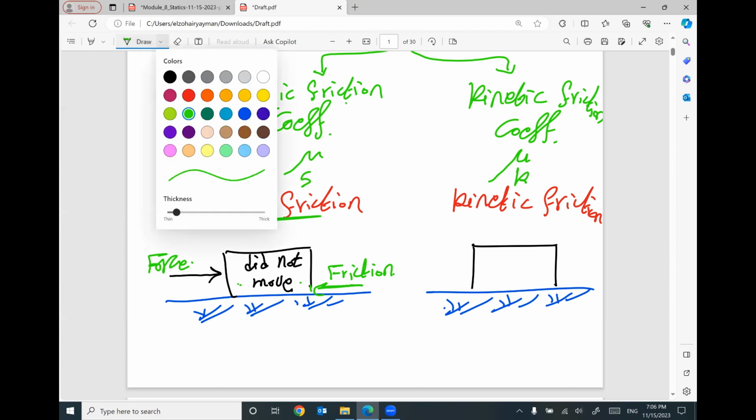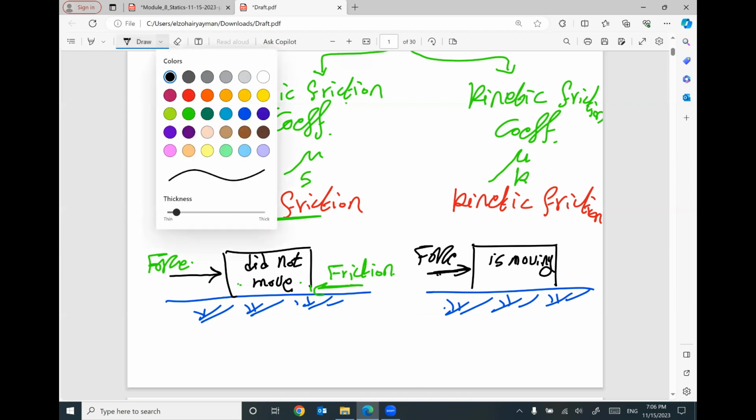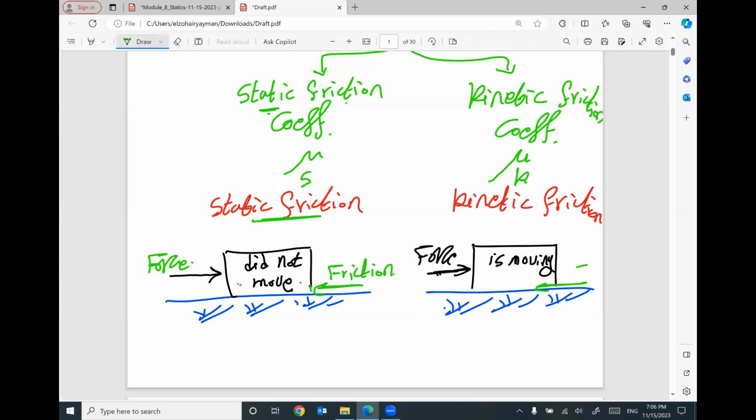But if you have a body under the effect of a force, and this force succeeded to push this body, and this body is moving, even though the body is moving, we still have friction also. I know the body is moving, the body is sliding, however, we still have friction, in the opposite direction to the direction of movement. In this case, since the body is moving, this friction will be called the kinetic friction. And the coefficient of friction, called the kinetic friction coefficient, will be mu k.